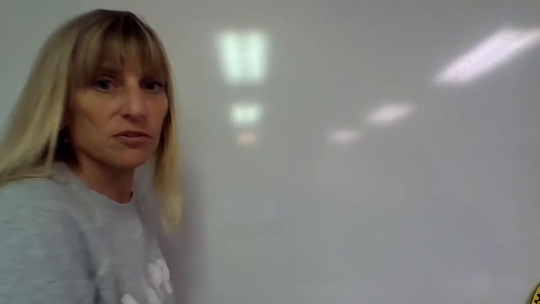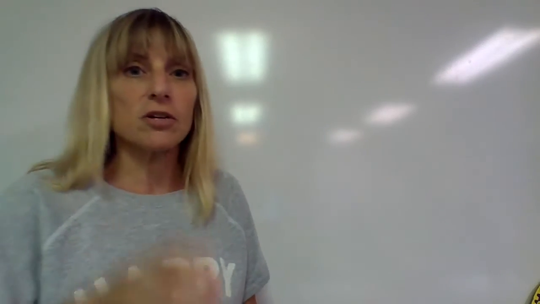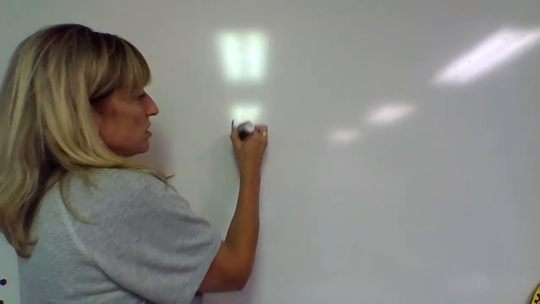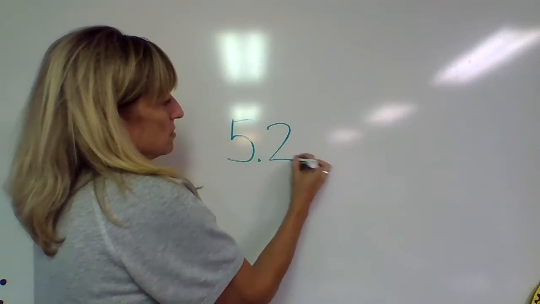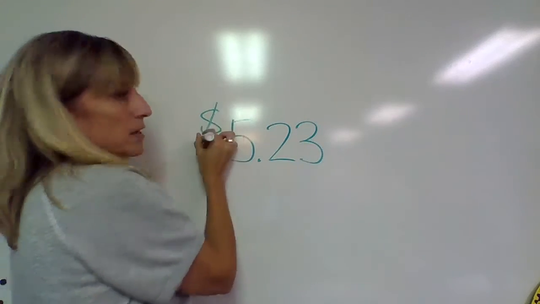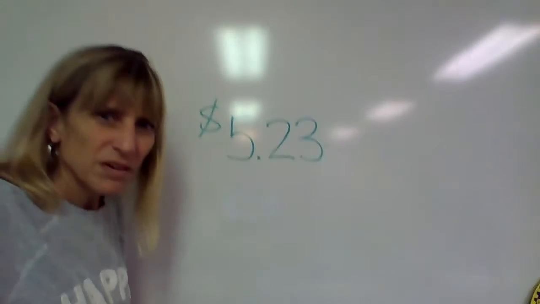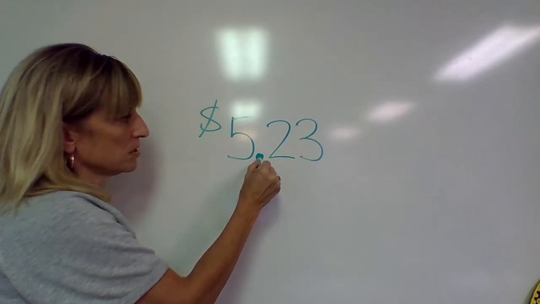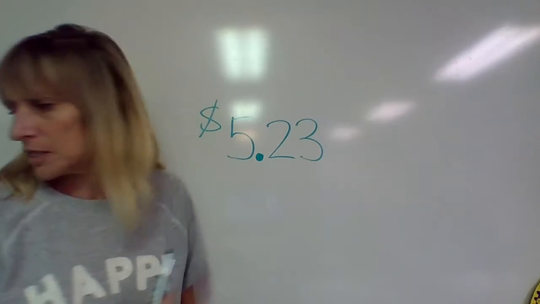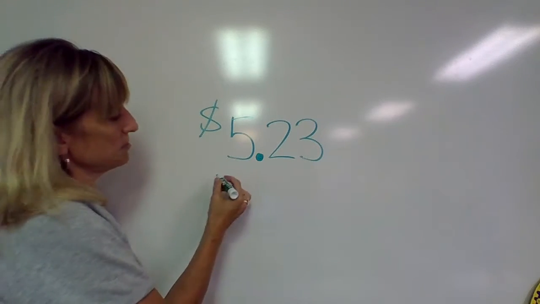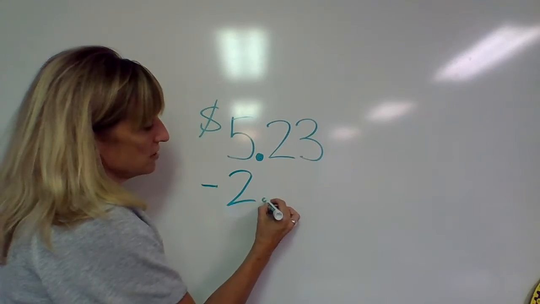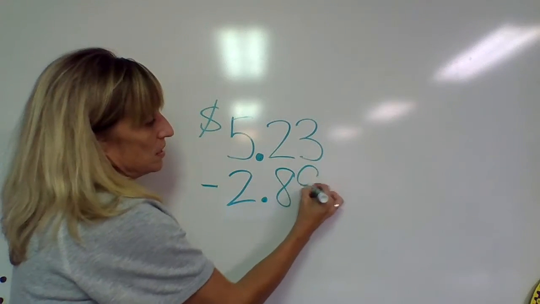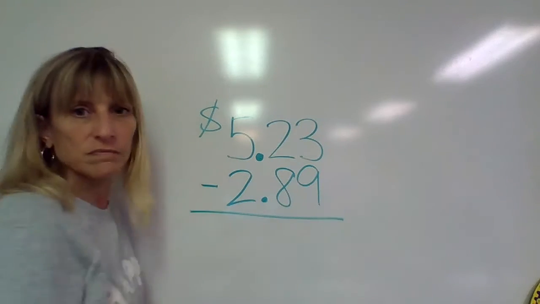We're going to do one more problem together, and then we're going to start another video to do the worksheet together. Okay. So I have $5.23. And that's how you write that. Can you see that? There's a glare. $5, decimal point, hopefully you can see that, 23 cents. And I am subtracting $2.89. Okay?